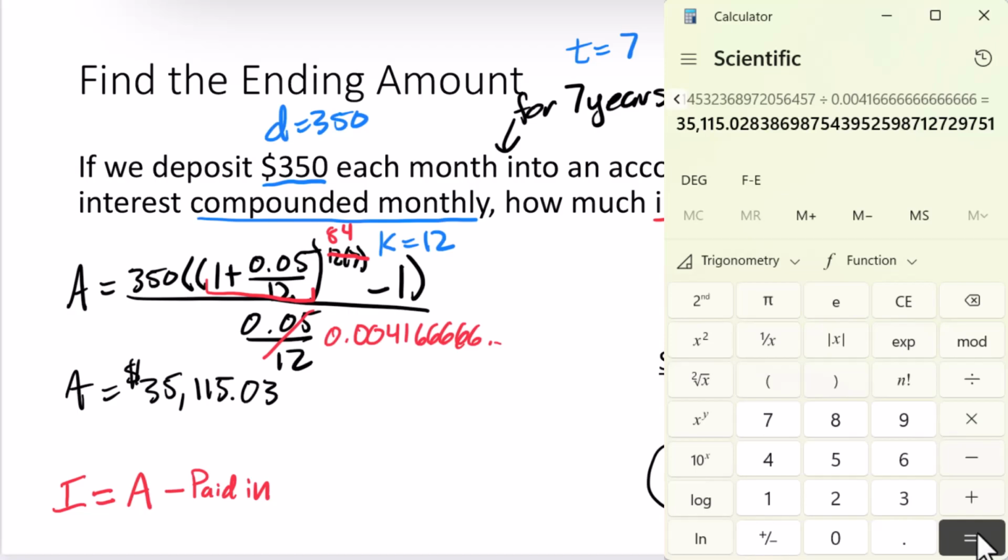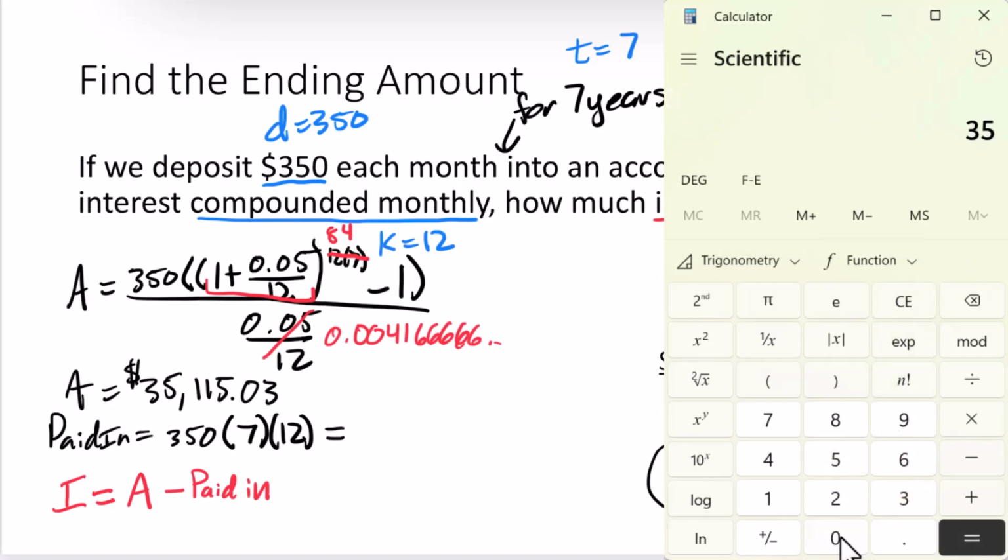But I also need to know how much I paid in. So the amount that I paid in is going to equal my monthly deposit times the number of months that I deposited it. Well, if I did it for 7 years, for 12 months every year, then I could just do 350 times 7 times 12, and that would tell me that the total amount of money that I put into the account is $29,400.